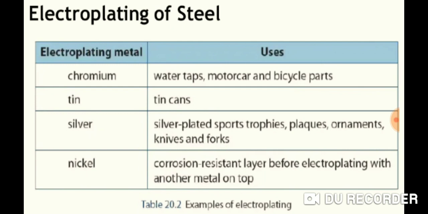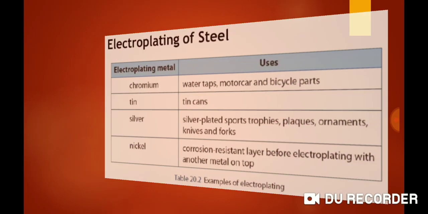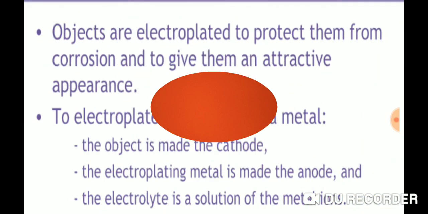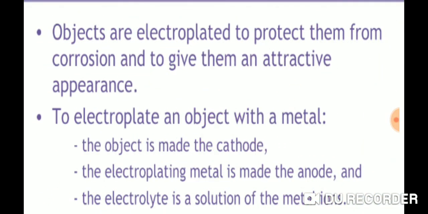It is used for water taps, motor cars and bicycle parts. Tin cans, silver plated sport trophies, plaques, ornaments, knives and forks. Nickel, a corrosion resistant layer before electroplating with another metal on the top. So why are objects electroplated? Objects are electroplated to protect them from corrosion and to give them an attractive appearance.